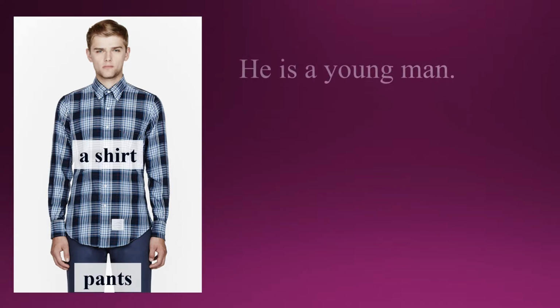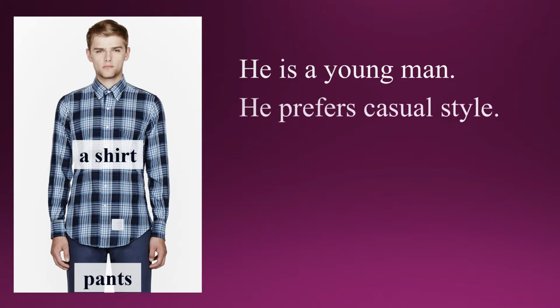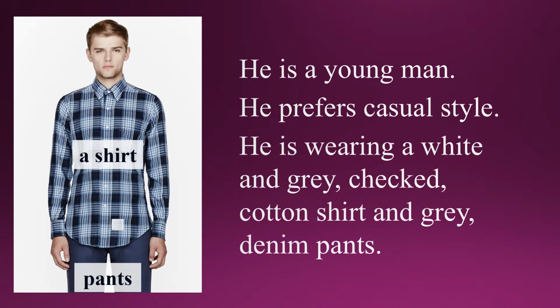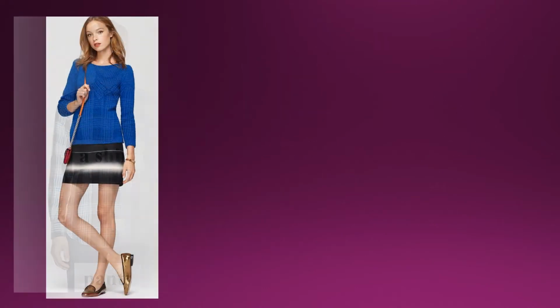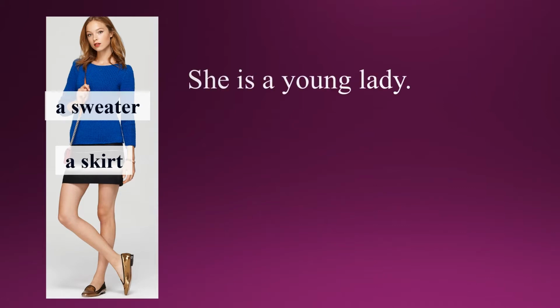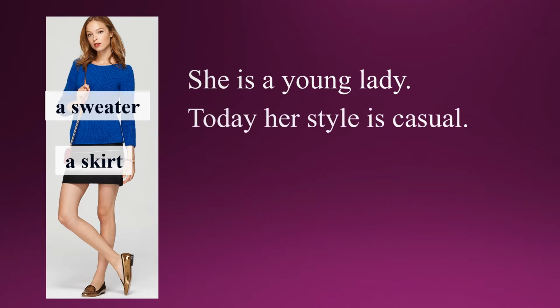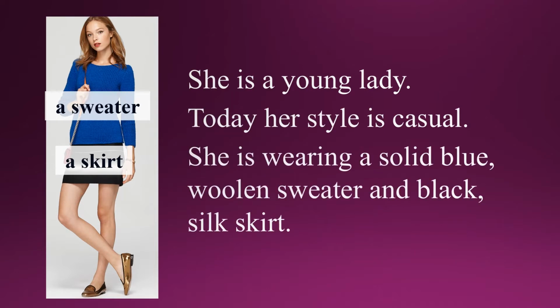A shirt, pants or trousers. He is a young man. He prefers casual style. He is wearing a white and gray checked cotton shirt and gray denim pants. A sweater, a skirt. She's a young lady. Today her style is casual. She's wearing a solid blue woolen sweater and black silk skirt.